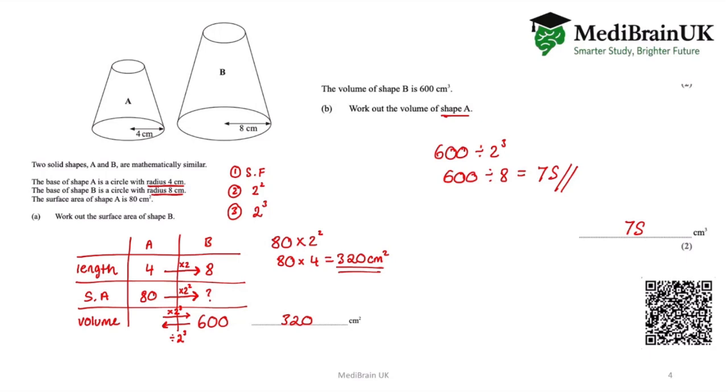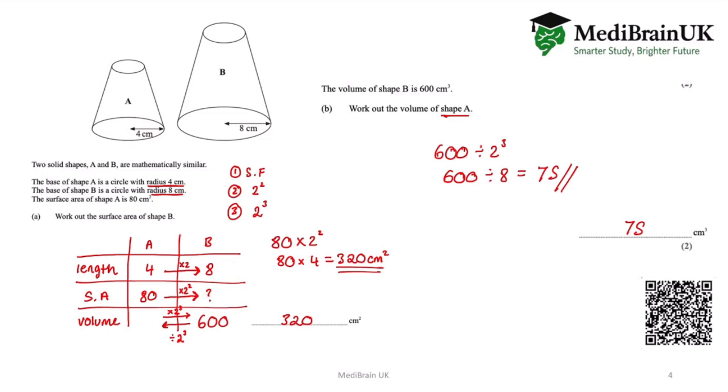Okay, so as you can see, if you draw out your table, it's going to just make life much easier. If you're going from left to right, you're multiplying. If you're going from right to left, you are dividing. Okay, and remember, you work out your scale factor of length first, and then you work out the scale factor of surface area, and then the volume.